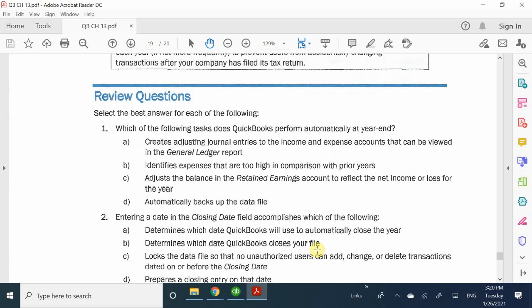It does not create adjusting journal entries for you. That's something that you have to either memorize or actually enter yourself. It doesn't identify expenses that are too high in comparison. No, it doesn't do that. Again, it's pretty straightforward. Whatever you enter is whatever QuickBooks is going to believe. And then lastly, D says automatically backs up the data file.